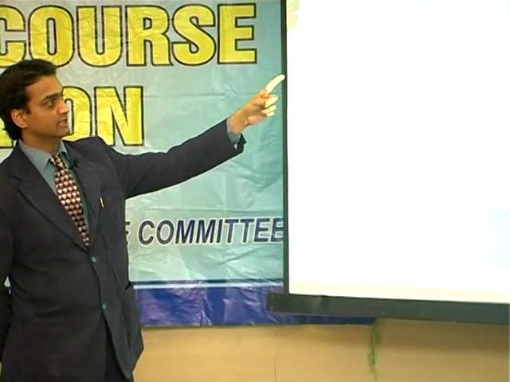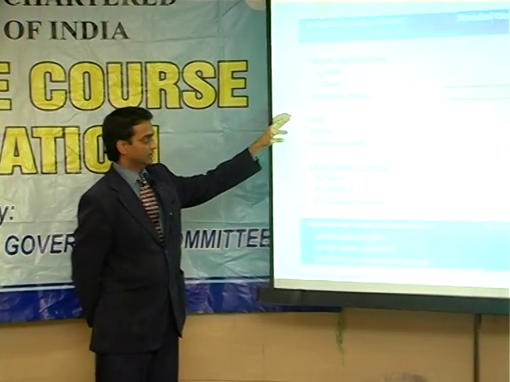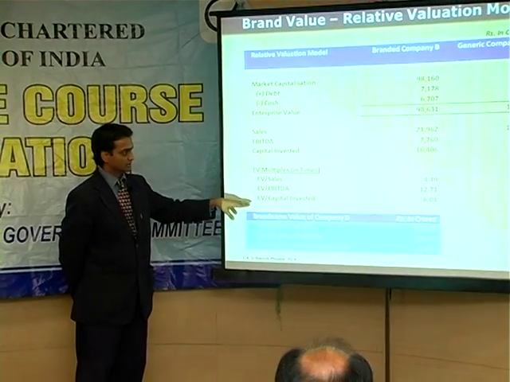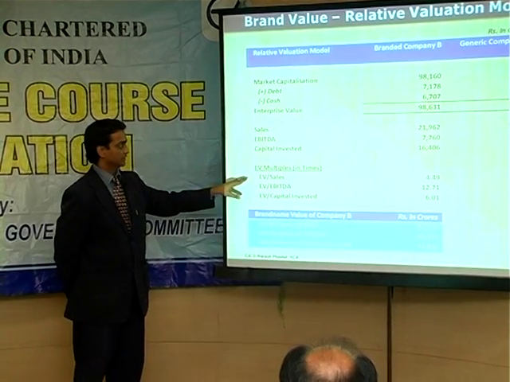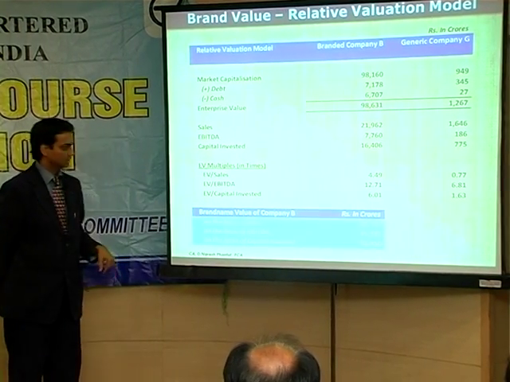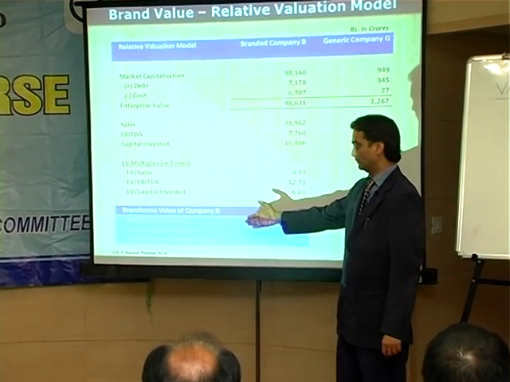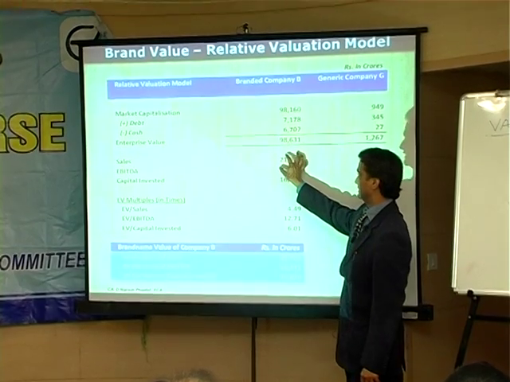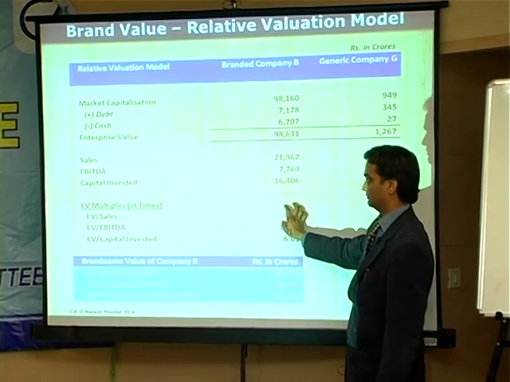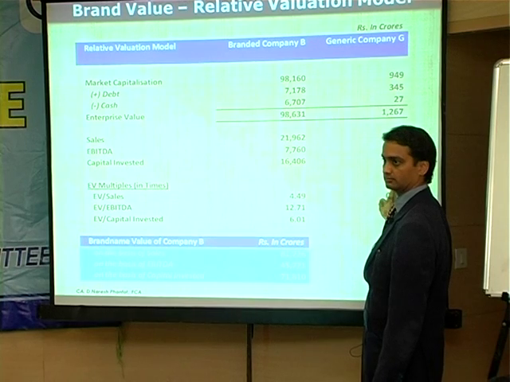There's a branded company B and there is a generic company G. We have collated the information from their published accounts, and this also, the sales, EBITDA, capital invested, and the EV multiples of both these companies. Enterprise value we have, sales, EBITDA, capital invested, so we can arrive at all these things. Now what I've done here to value the brand name of company B is I've taken the sales of the branded company times EV by sales of branded company minus EV by sales of generic company.